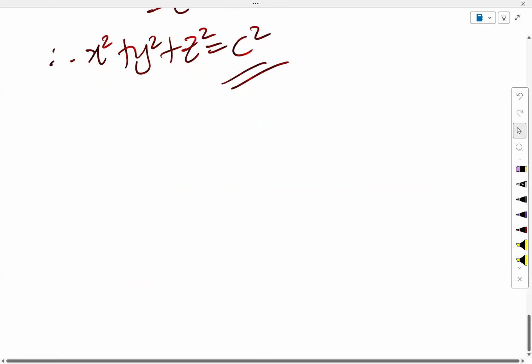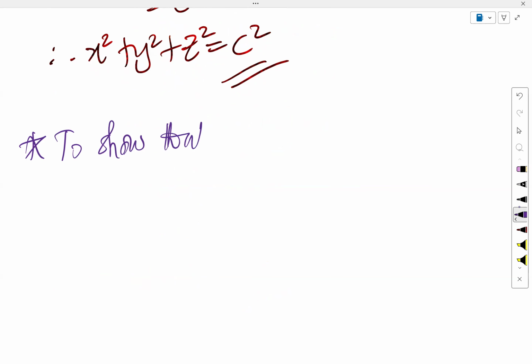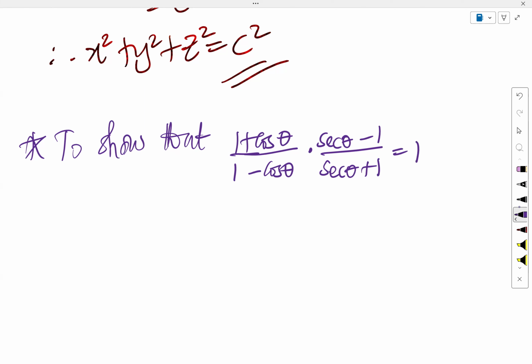We need to show that 1 plus cos theta over 1 minus cos theta, times sec theta minus 1 all over sec theta plus 1, is equal to 1. That's another thing we need to show.